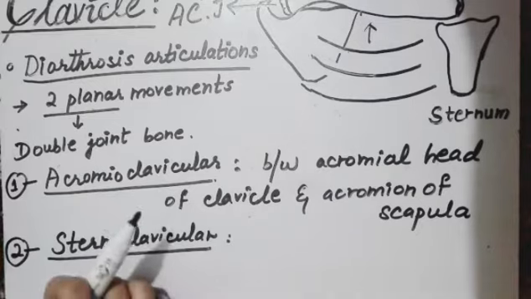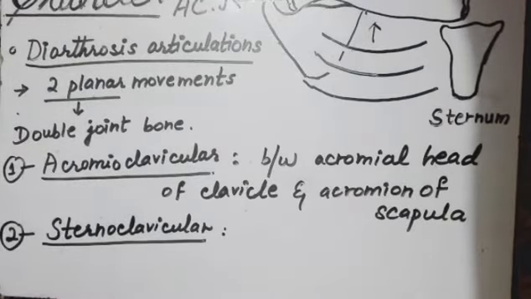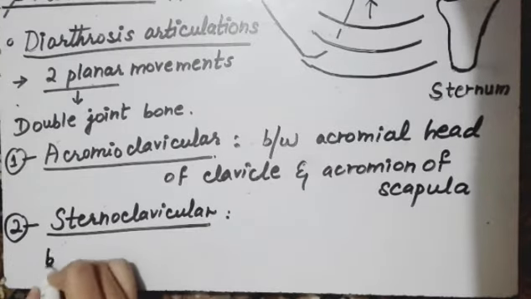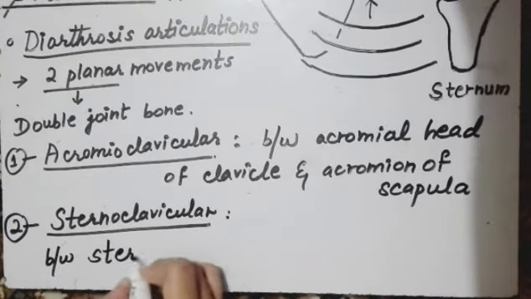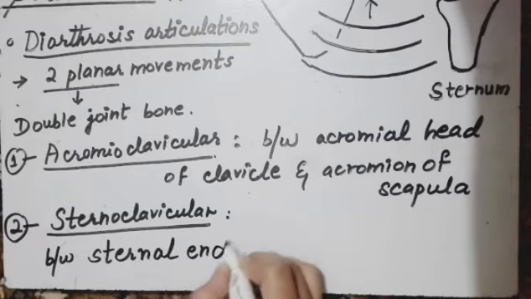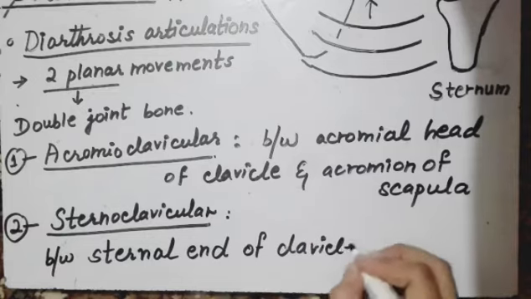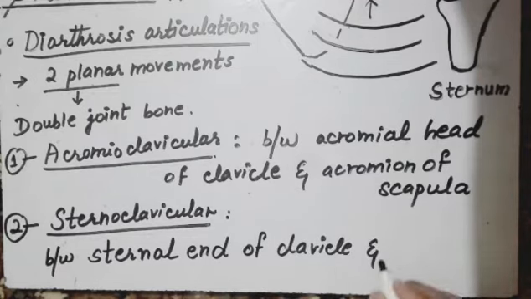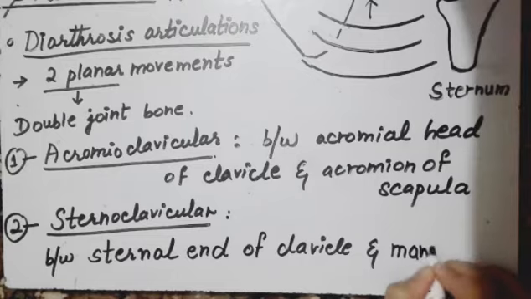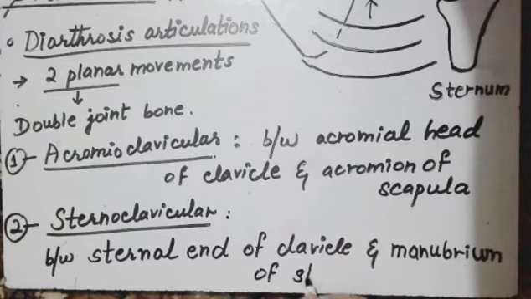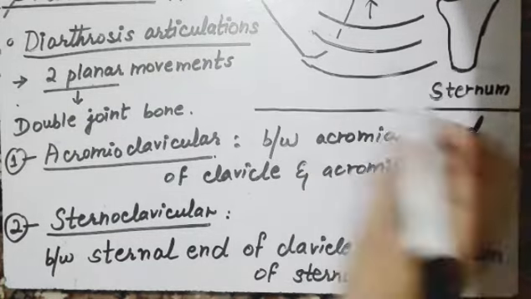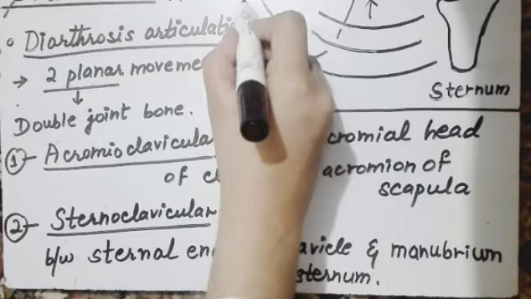Repeat it with me. How many joints are there? Acromioclavicular and sternoclavicular. Now, talking about the sternoclavicular joint, it is present between the sternal end of the clavicle and the manubrium of the sternum. The sternal end of the clavicle is the part that rests above the manubrium of the sternum, and the manubrium is the upper portion of the sternum.